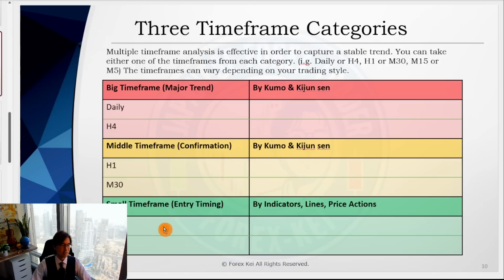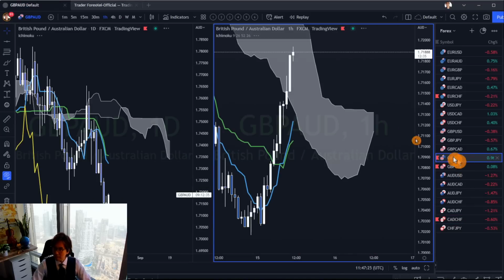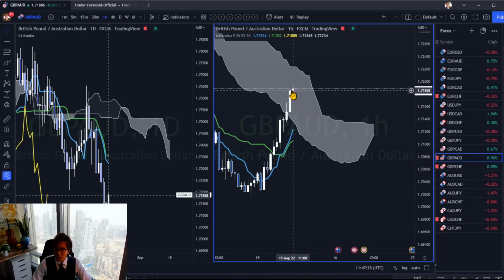Like this, I first identify which market is trending based on the daily or the 4-hour time frames, and then I break it down to either 1 hour or 30 to confirm the trends based on the higher time frames. And again, this confirmation part is really important, because the market may be retracing. Just like you saw in this example on pound AUD, you don't want to sell here.